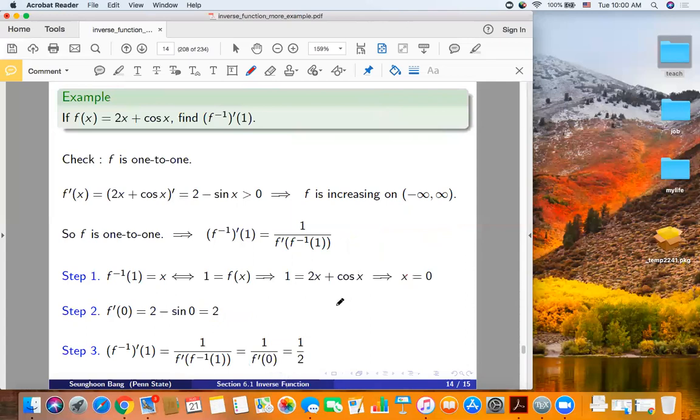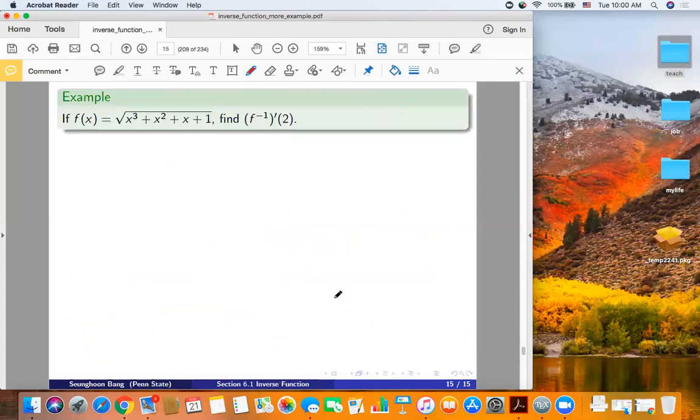From step 2, the last example. f of x equals the square root of x cubed plus x squared plus x plus 1. Find the inverse of f prime of 2. So f is 1 to 1. You can check. How can you check? You can take the derivative. How can you calculate this kind of thing? You can use the power rule.